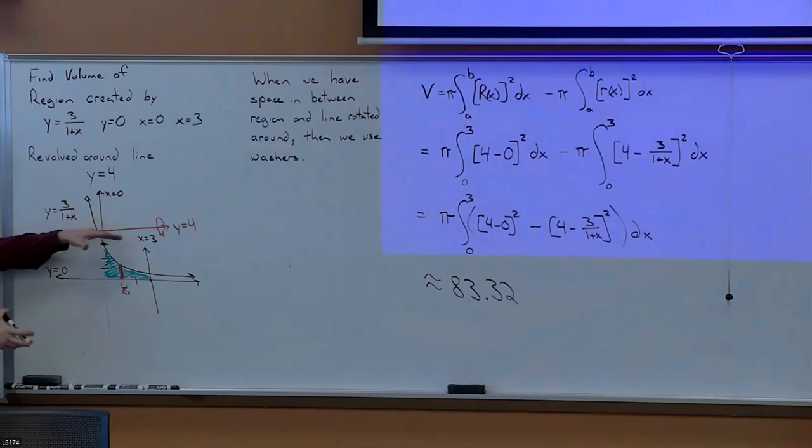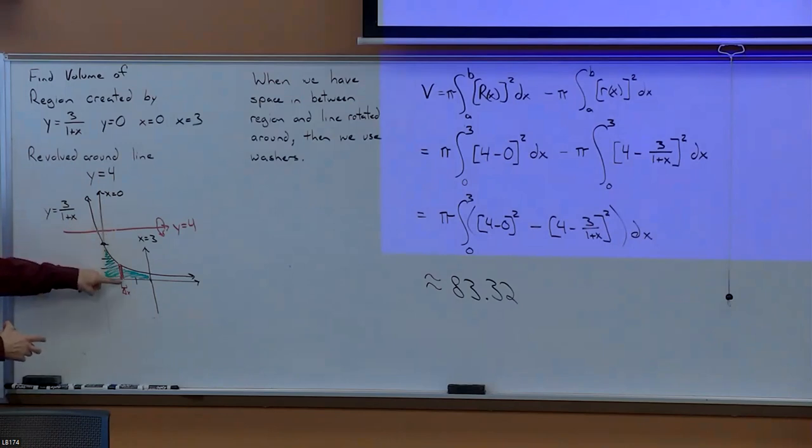So again, if we have holes in the middle, if we have open space in the middle, then we're dealing with washers. And then I have two radii. One of them is from the outside edge of the rectangle to the line I rotate around. One of them is from the inside edge of the rectangle to the line I rotate around. Okay.